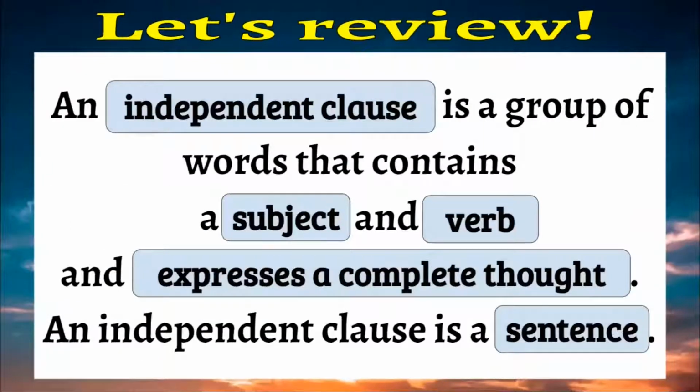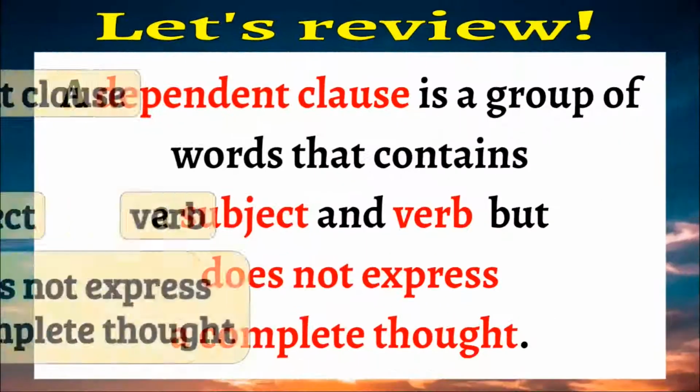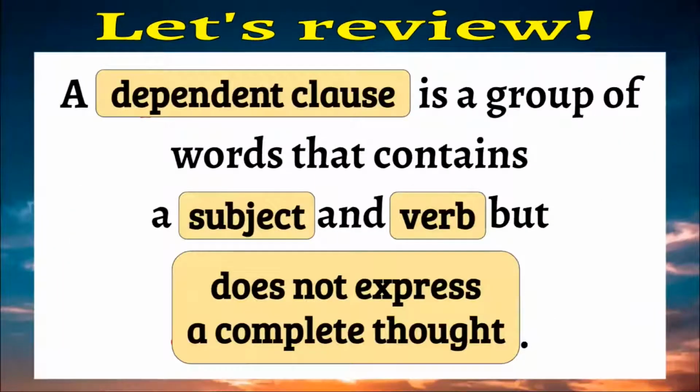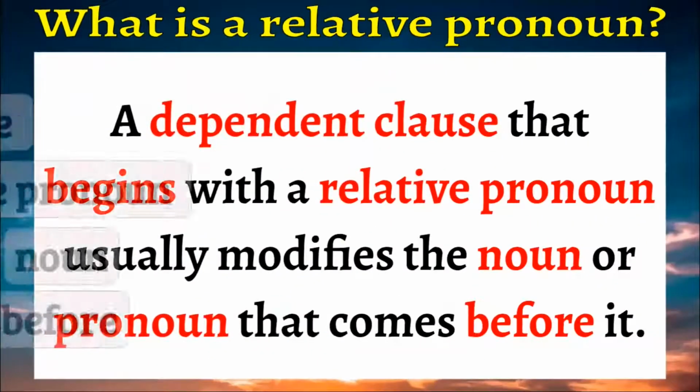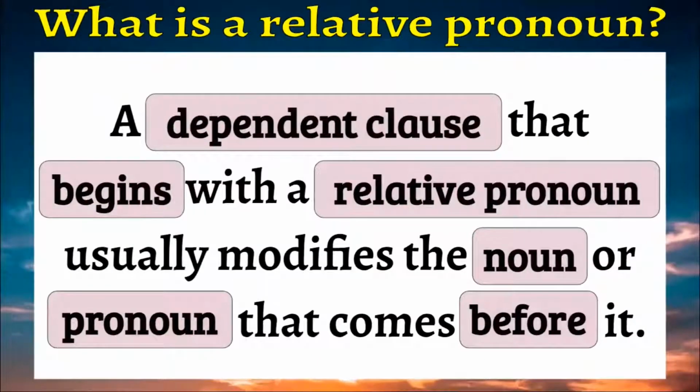An independent clause is a group of words that contains a subject and verb and expresses a complete thought. An independent clause is a sentence. A dependent clause is a group of words that contains a subject and verb but does not express a complete thought. A dependent clause that begins with a relative pronoun usually modifies the noun or pronoun that comes before it.